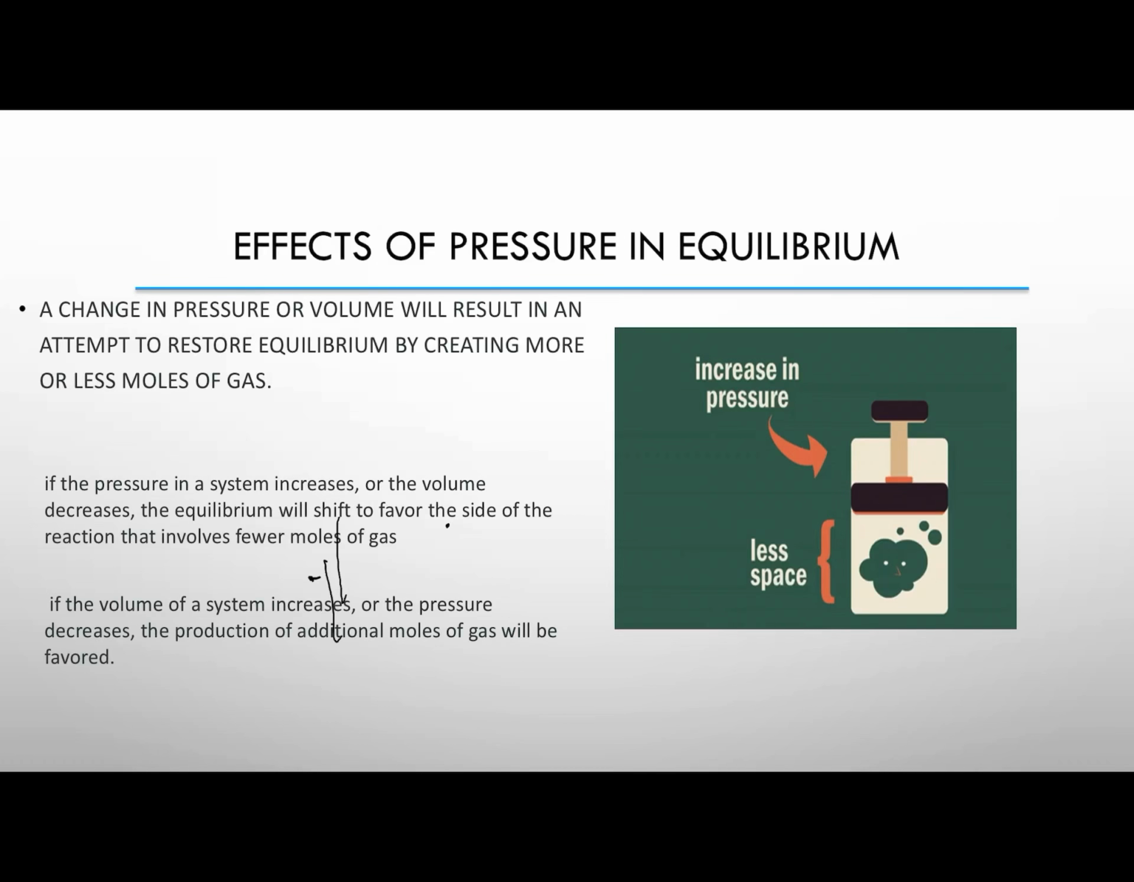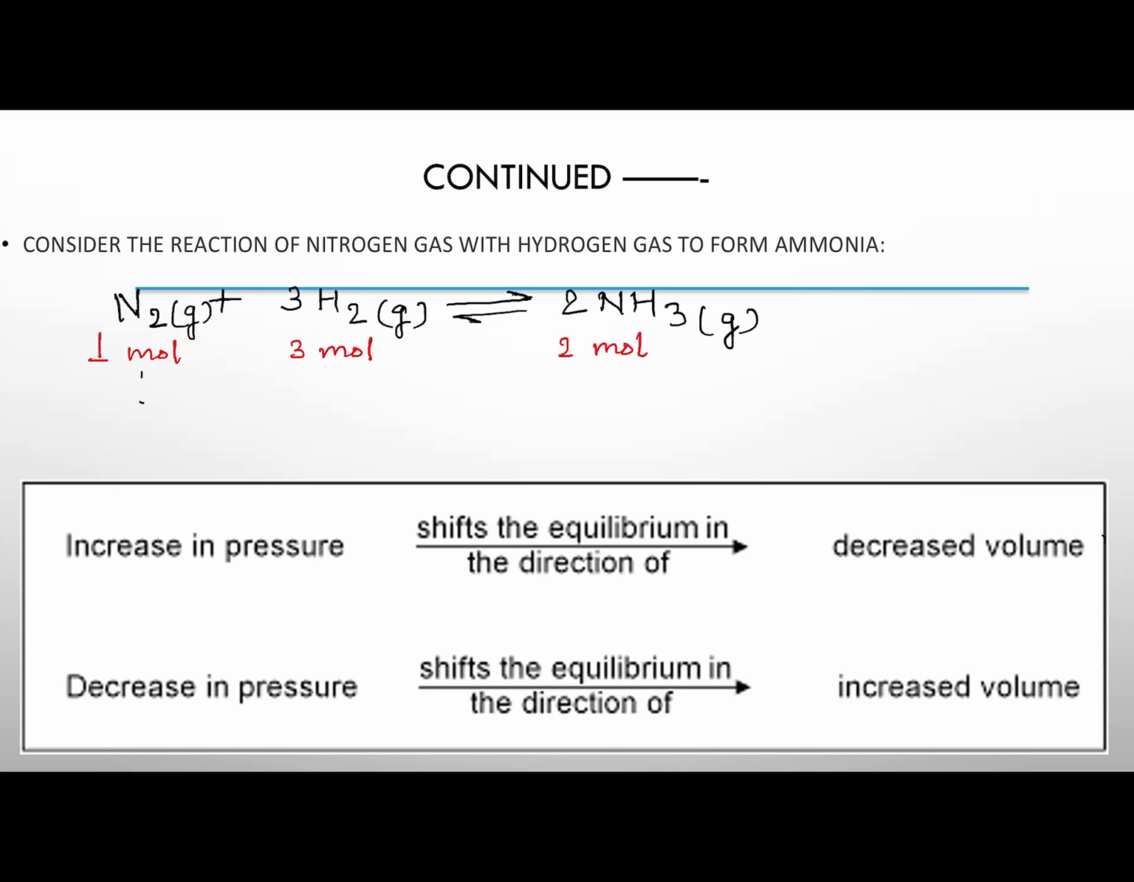In this reaction, formation of ammonia results in a decrease in volume, because 1 volume of nitrogen and 3 volumes of hydrogen react to form 2 volumes of ammonia. Hence, at high pressure, more ammonia will be formed. If there is no change in volume in the reaction, then change in pressure has no effect on equilibrium.